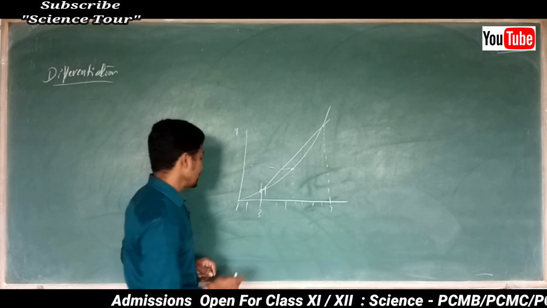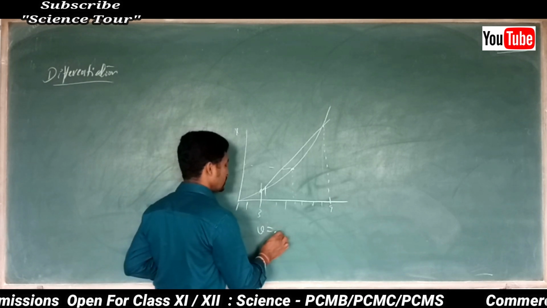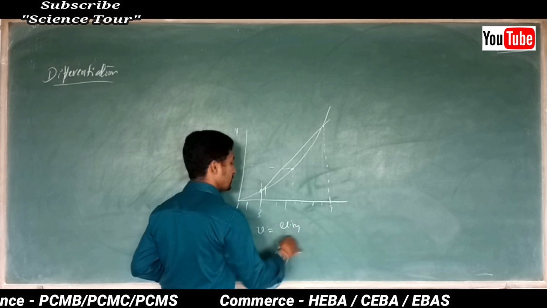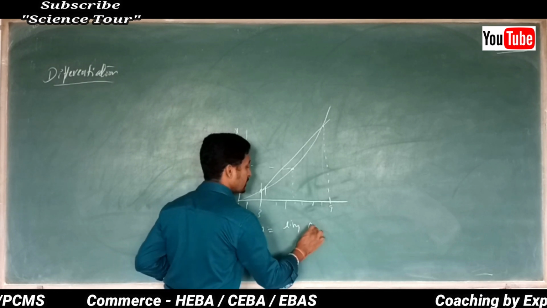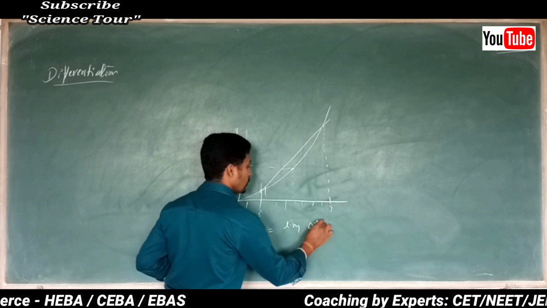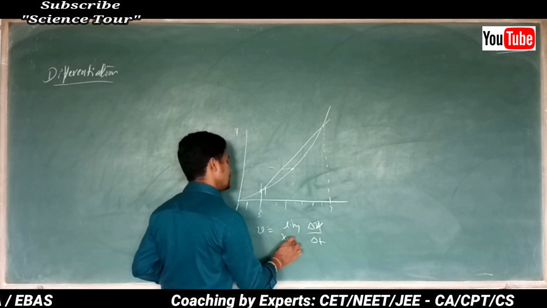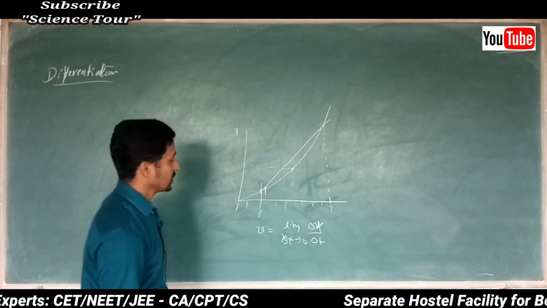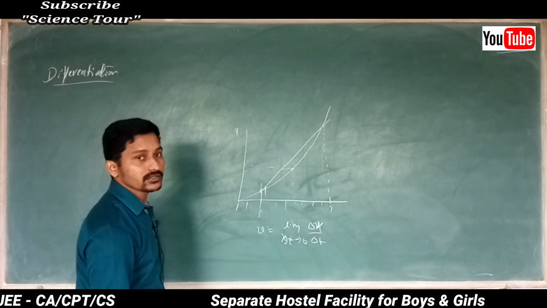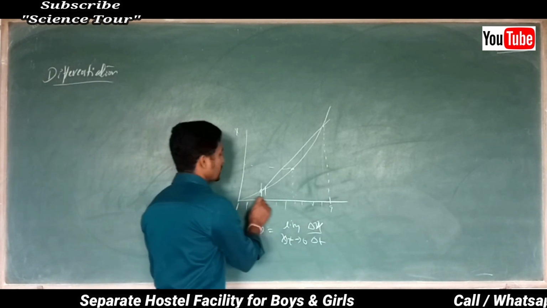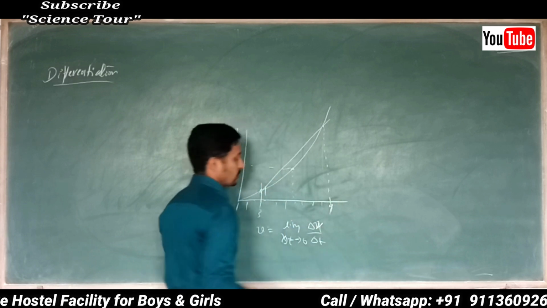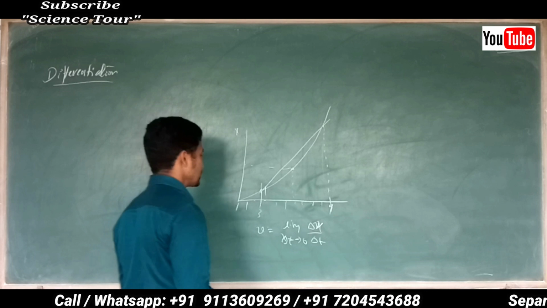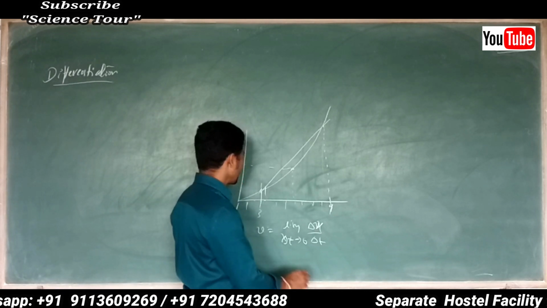So instantaneous velocity means what? Instantaneous velocity is nothing but the limit of average velocity with respect to time as the time interval delta t becomes 0, as the time interval delta t tends to become 0. Now what is going to happen?